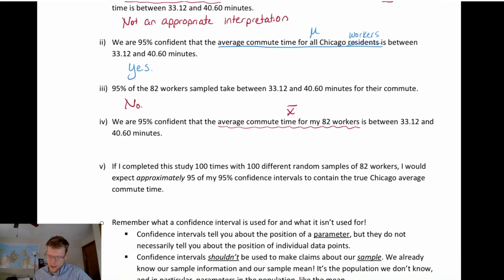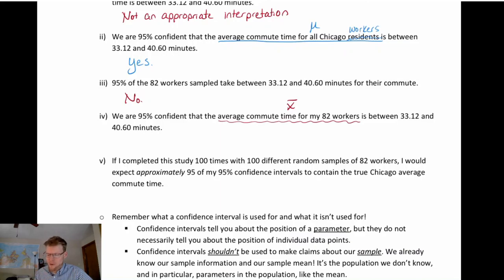Okay. So down here we get to number 4, the average commute time for my 82 workers. This is x bar, not mu. We know what x bar is already, right? Because we have our sample information. X bar is the center of our interval. So it wouldn't really make sense to say that I'm 95% confident where x bar is, because I'm actually 100% confident where x bar is exactly. So this is a no. We are already 100% confident where x bar is.